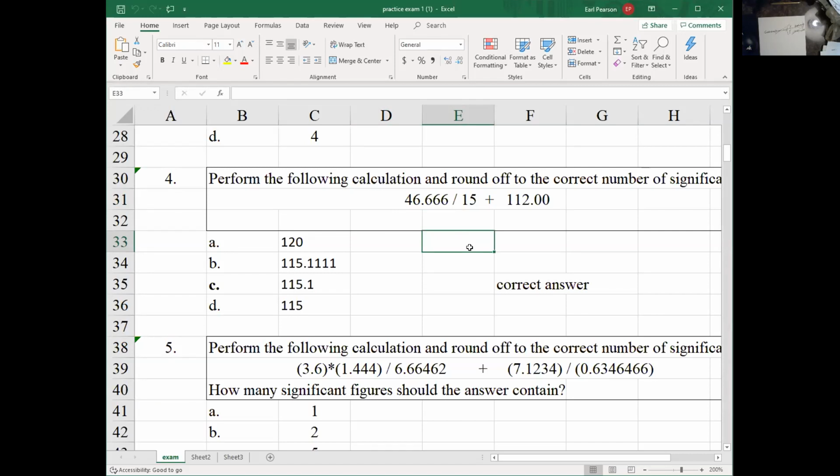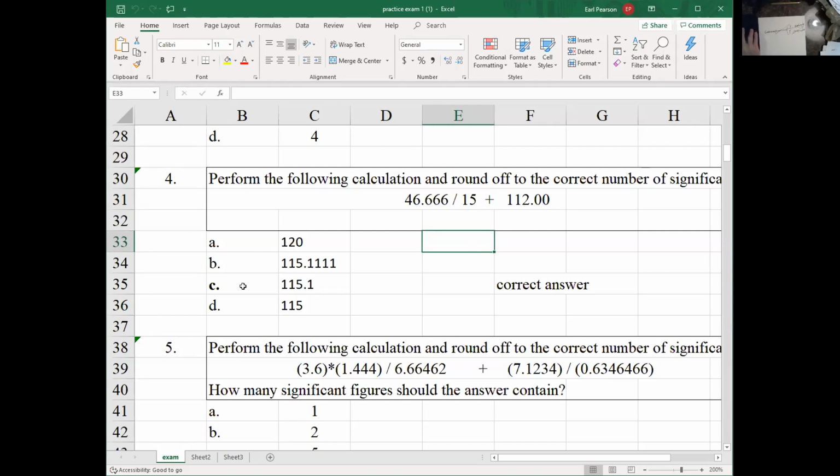If I were done, how would I round this number off? Well, there's 5 significant figures in the numerator and 2 in the denominator. The answer would have 2 significant figures. I'm looking at my screen. 2 significant figures would be 3.1. So it has 1 decimal place. This number has 1 decimal place. This number has 2. The answer has 1 decimal place.